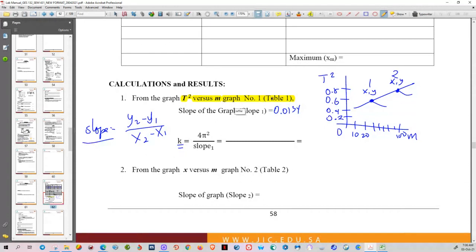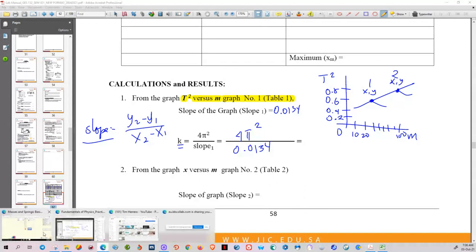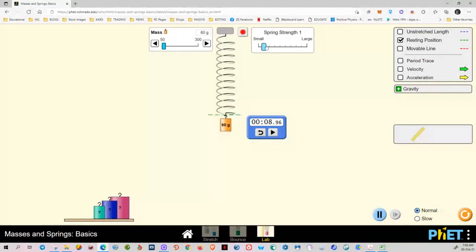So once you have the slope, calculate the k. Okay, so k is equal to 4 pi squared over the slope, 0.0134. Take note, everyone, that it is possible that your slopes will be the same, okay? Because the slope, which is used to calculate k, will change if you go to your simulation and adjust the spring strength here, okay? So if you don't want anyone copying your data, don't just go to the small. You can make adjustment in the spring here.